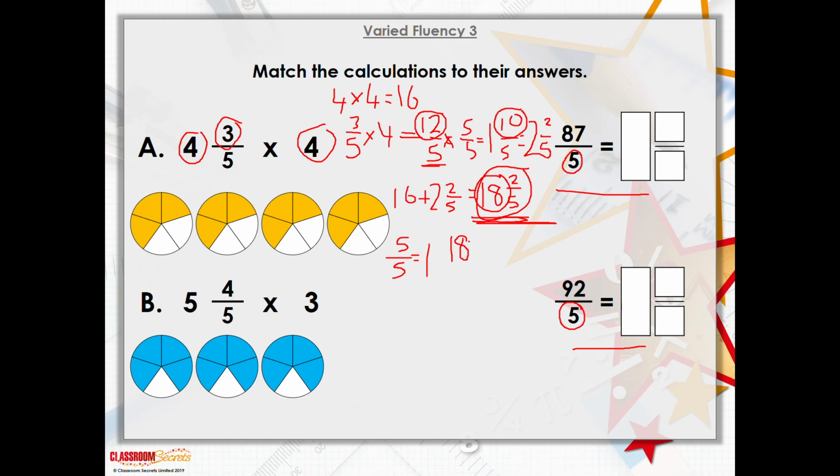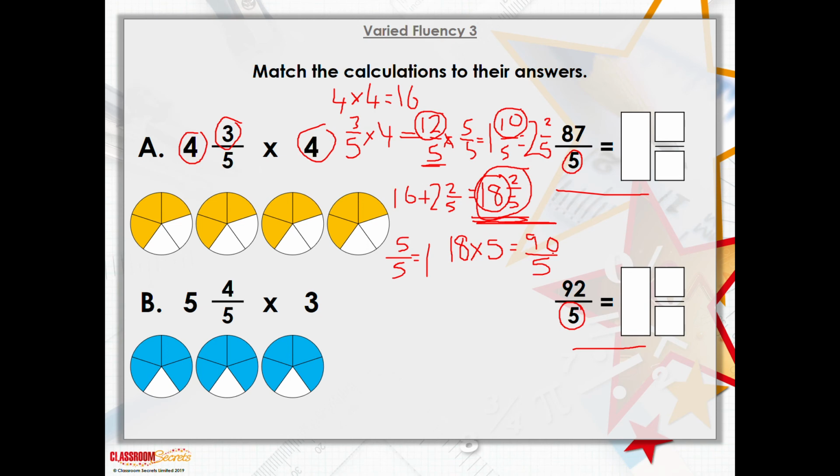Now 18 times by 5. You may need to do a little bit of short multiplication for this. But I can just do 10 lots of 5 are 50. 8 lots of 5 are 40. And add them together, applying my multiplication knowledge, my times table knowledge. So 18 times by 5 is 90. It's actually 90/5.